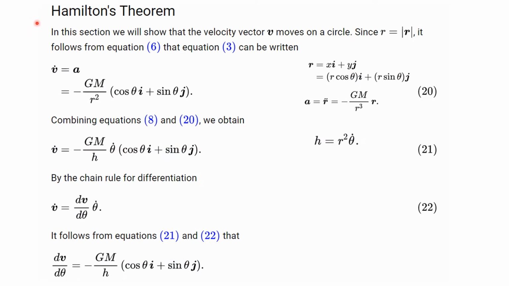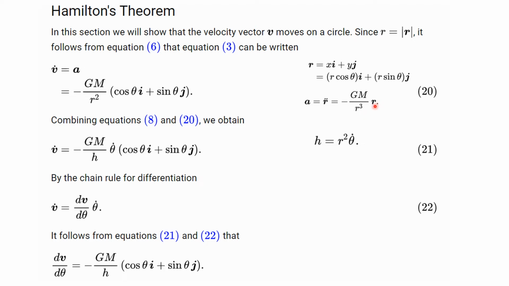Our first step is to discuss a thing called Hamilton's theorem. In this section, we're going to show that the velocity vector v moves on a circle. Now we're going to let r, a non-bold r, equal the magnitude of the vector r. What we knew from before is that v dot, the vector derivative of v with respect to t, is always equal to the acceleration. And we also knew that the acceleration is equal to r double dot, which was equal to minus GM over r cubed times r.